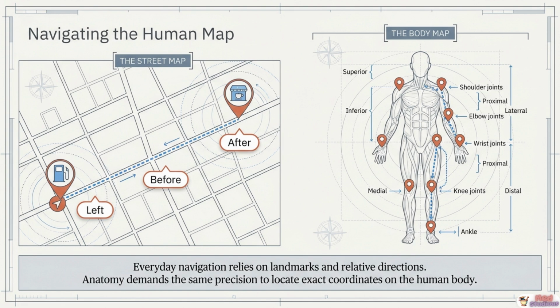Anatomy has its own GPS system, built entirely around precise directional language. Terms like proximal, distal, superior, inferior, medial, and lateral are not just jargon. They are the coordinates that allow doctors, nurses, and surgeons to communicate with zero ambiguity. Without this system, a description like "pain in the upper arm" could mean a dozen different things. With it, you can pinpoint any location on the human body as accurately as dropping a pin on Google Maps.